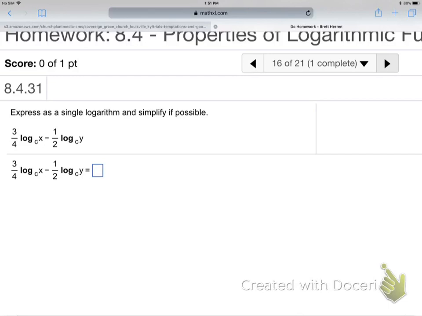All right. So we've got 3/4 log base c of x minus 1/2 log base c of y. Now, what do they want me to do this time? You got to kind of watch the words because they'll ask you for different things at different times. What do they want us to do here? Make it a single log. You know, so crunch them together. Make it into one log. Okay. I'll give you a second. See what you can do. I bet you can figure that one out.